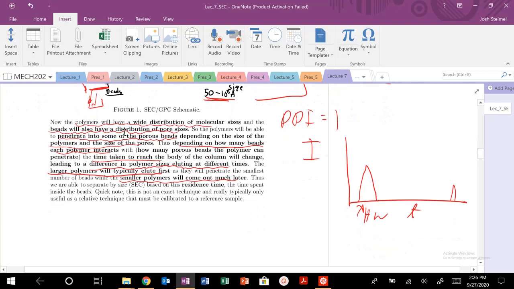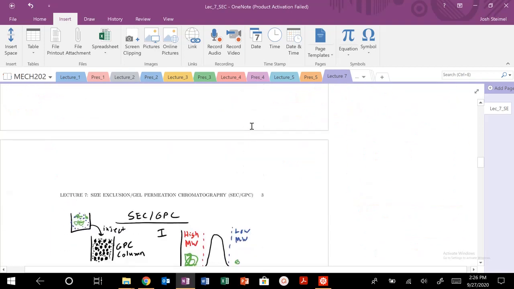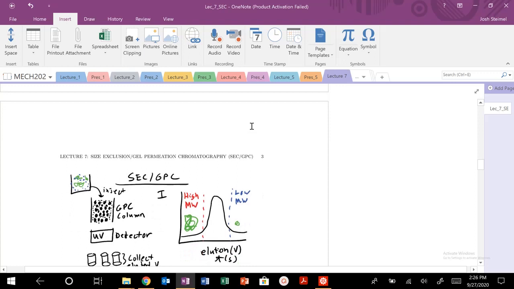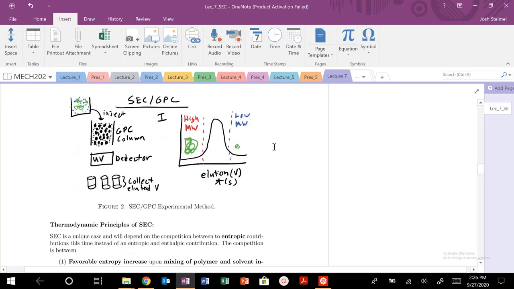So we're going to be able to separate based on size due to this residence time, the time that the polymers spend inside of these pores of these beads. We're going to talk about this a little bit later, but this is not an exact technique. We have to calibrate to a reference sample, so it limits this technique a little bit. It's not a first principle technique. It's not like those really nice curves where we can get some quantitative information, but still a useful technique nonetheless. So again, this is the idea.